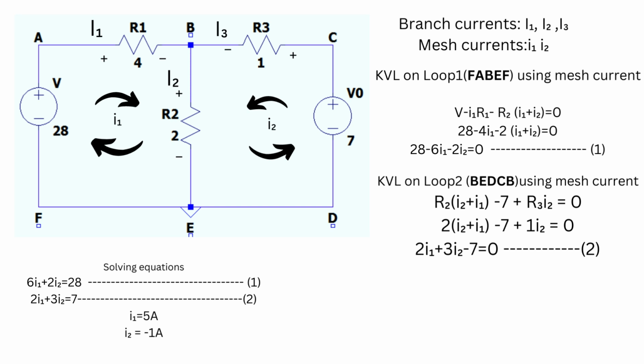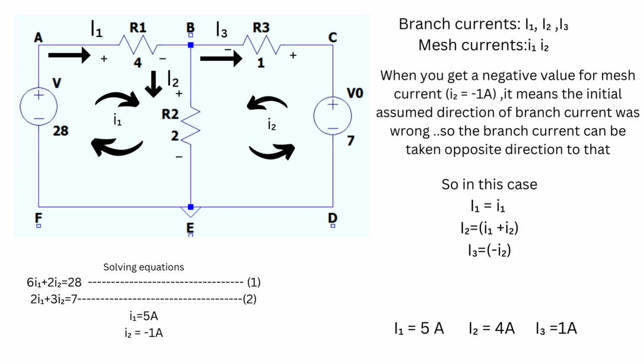Now I2 is a negative value. That means the direction we assumed for R3 must be the opposite. So I drew the directions of I1, I2 and I3 at node B. You can check that. So the branch current I3 equals minus the loop current I2, and the branch current I1 equals the loop current small I1. So I2 is I1 plus I2, you can say that.